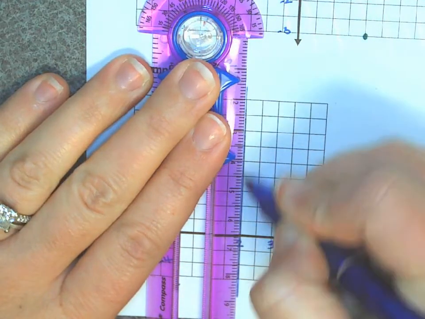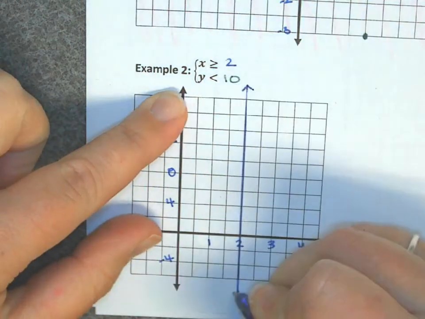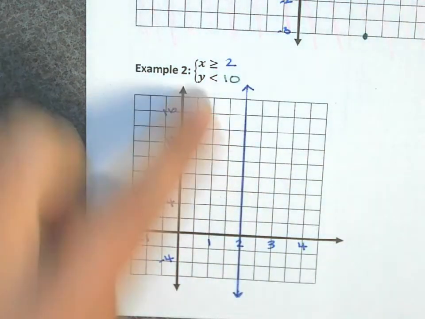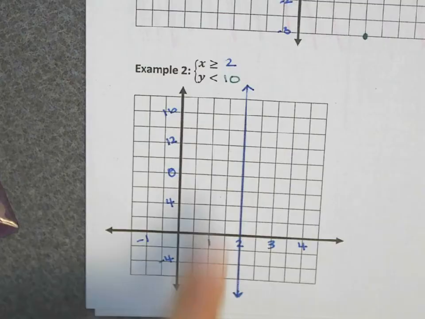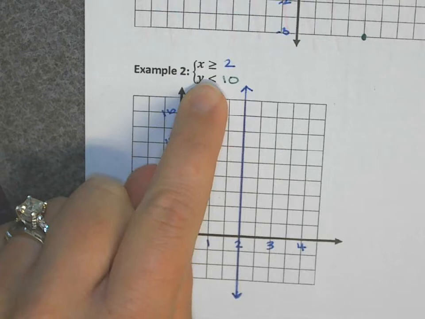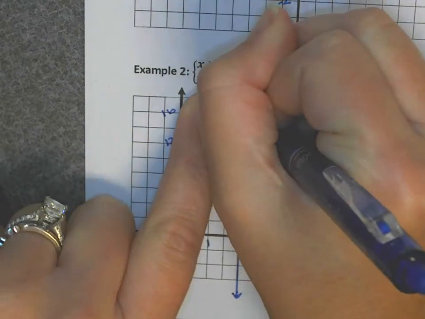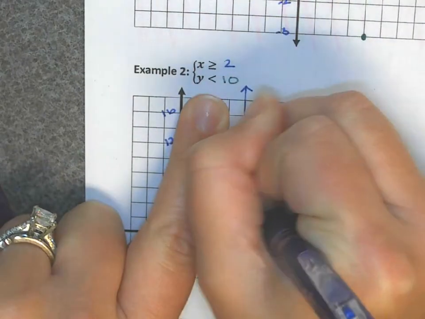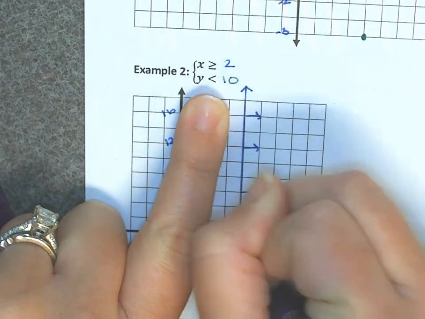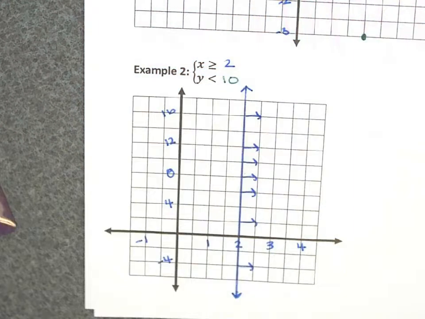Now, this is the only time, because x is alone, that you draw your arrows going left or right, because the x-axis moves left to right. So where is x greater? Is x greater to the left or to the right? To the right. So these arrows are going to be going to the right. I'm just going to put lots of arrows on here so I can see that it's going to the right.